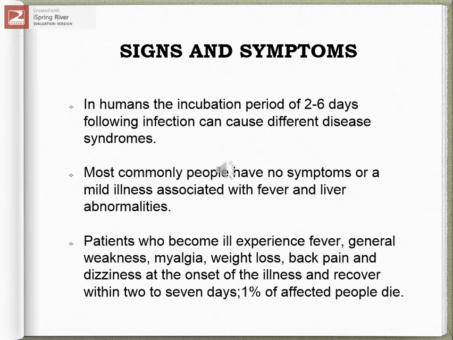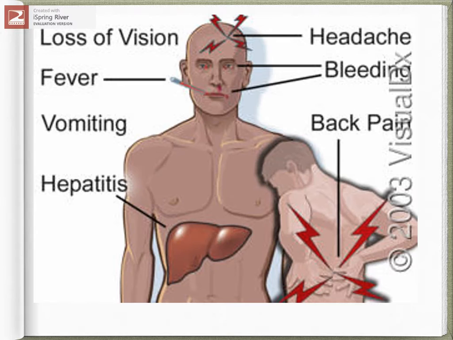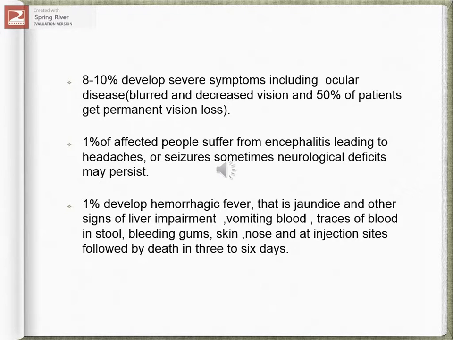1% of the affected people sadly die. 8 to 10% develop severe symptoms, including ocular disease, blurred vision, and decreased vision, and about 50% of these patients get permanent vision loss. 1% of affected people suffer from encephalitis, leading to headaches or seizures. Sometimes neurological deficits may persist.